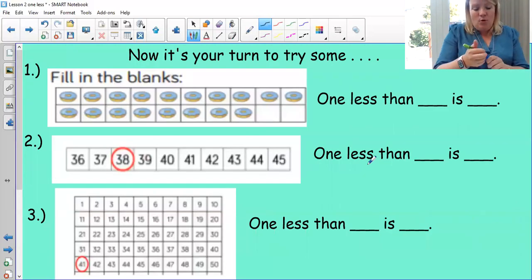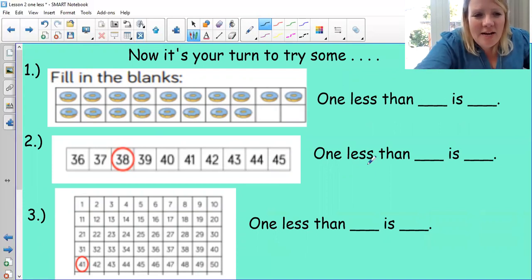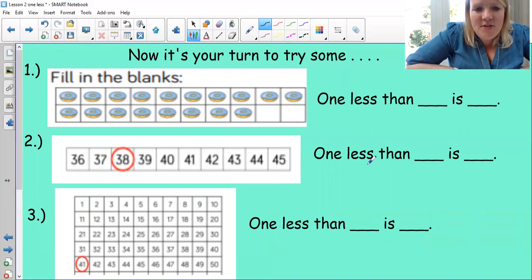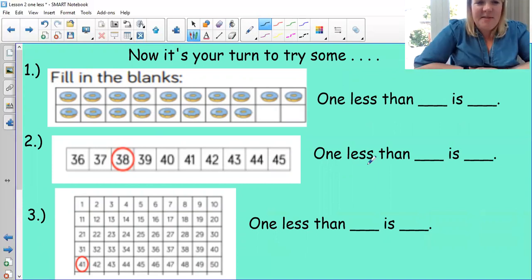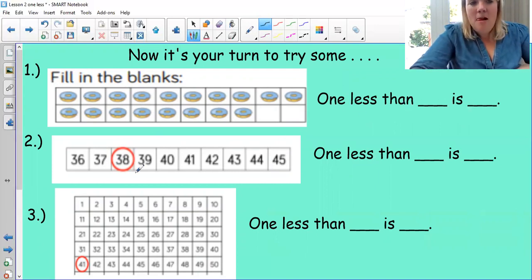Okay, now it's your turn. I want you to pause me, or you can leave me and we can go through the answers in a minute, but you need to pause me and have a look at, and count the answers here. So there are 3 questions. Let's have a look at them again. These are just like the ones we did yesterday, but they're 1 less. So we've got to fill in the blanks. Okay, 1 less than is. So have a think about what we did yesterday, counting the donuts, and finding 1 less.